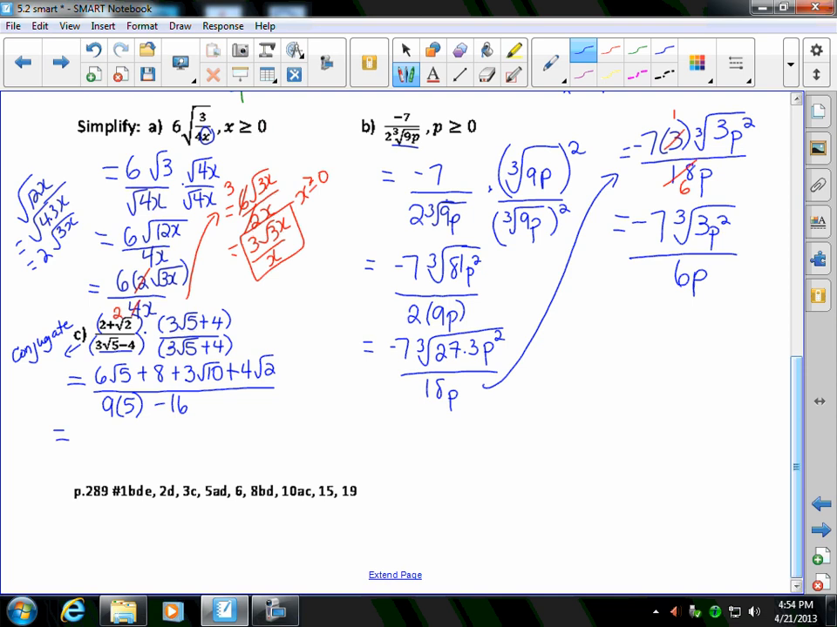So I check and see, do I have any like terms? And I don't. Square root 5, square root 10, I can't do anything. Square root 2, so those all stay the same. So this is going to be 6 square root 5 plus 8 plus 3 square root 10 plus 4 square root 2 all over 9 times 5 is 45 minus 16, which is 29.